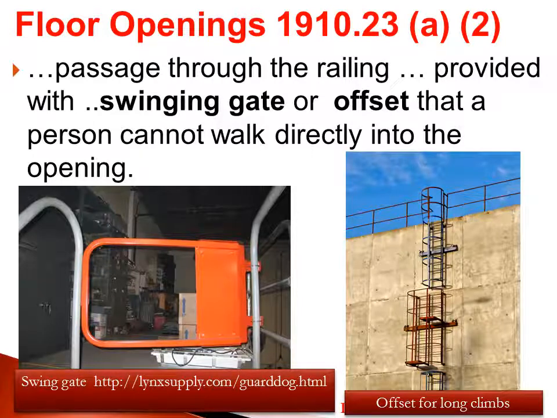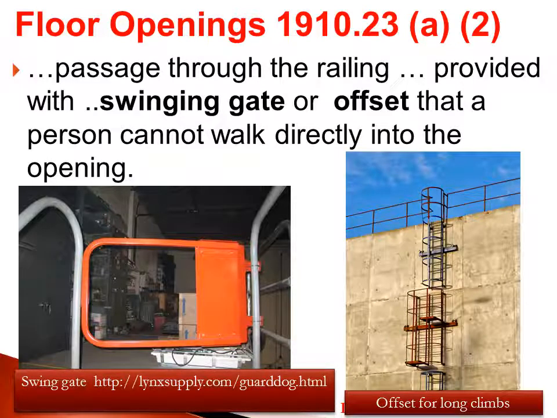So anytime people walk through a railing, you need to either have an offset, so I step through, step over, and then down the stairs, or a swing gate so I can climb the ladder, walk up onto the roof, but I can't fall back against it. And these are examples of where there's an opening that needs to be guarded.